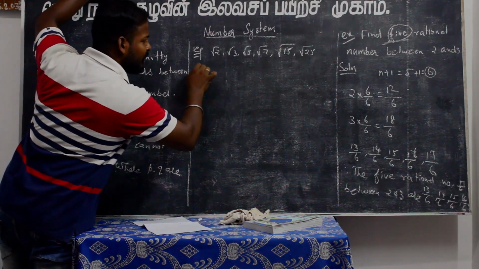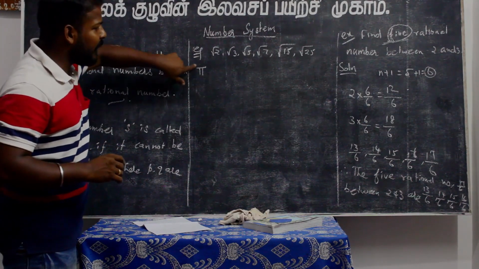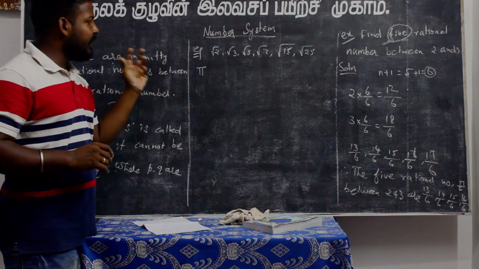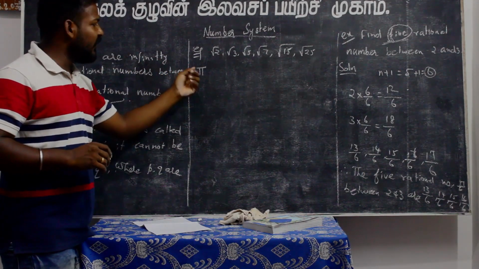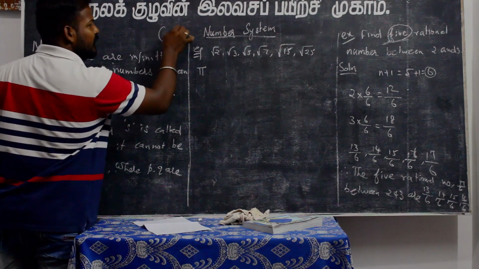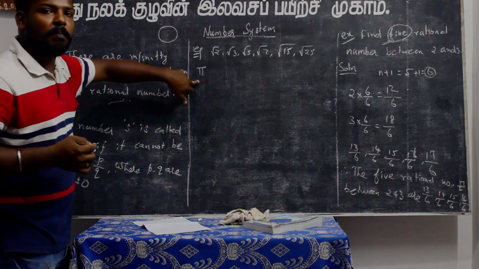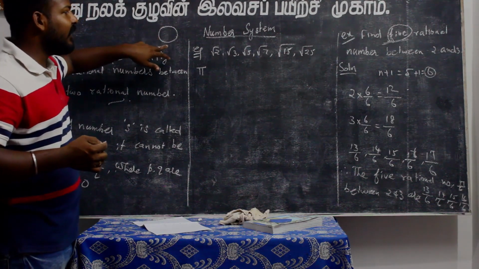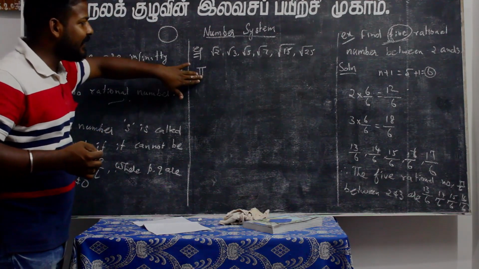Then another one, the beauty of mathematics, pi, is an irrational number. Where are we using pi? When we are finding any area involving a curve. Wherever a curve comes, we will use pi. In a circle, one constant we are using, that is nothing but pi, to find the area of the circle or the perimeter of the circle.